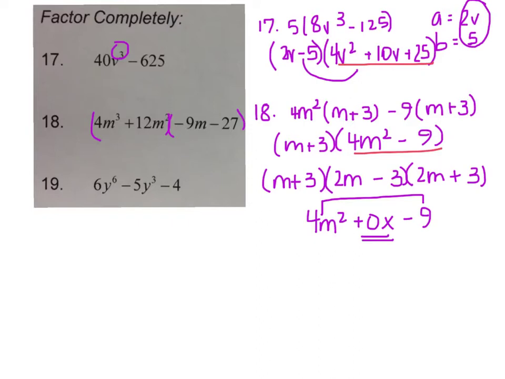Okay, number 19, I'm going to multiply my a times c, and I'm going to get negative 24, and I'm going to list all the factors of 24, all 4 of them. I'm looking for the pair that will give me negative 5. So I know that's a negative 8 and a positive 3. Added, they will give me the negative 5, and multiplied, they will give me the negative 24. So I'm going to split the middle.